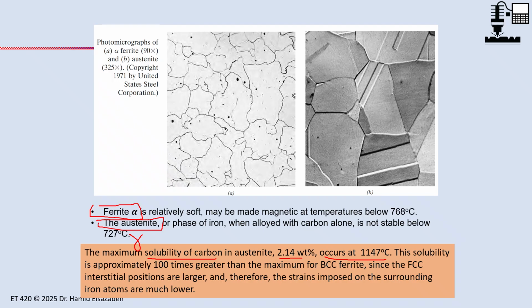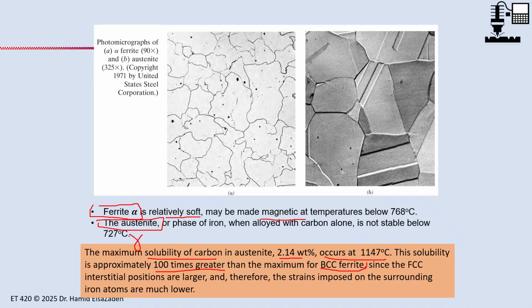But the solubility of carbon in ferrite is way lower. So it says the solubility of carbon in austenite is 100 times greater than the maximum of ferrite, BCC ferrite, or alpha. Ferrite is a relatively soft material, and it is magnetic. I show these phases in the carbon steel iron carbon phase diagram.